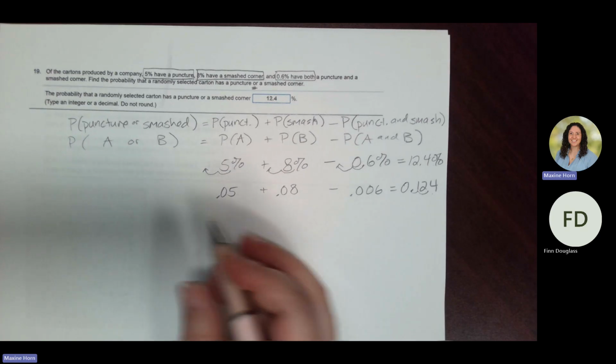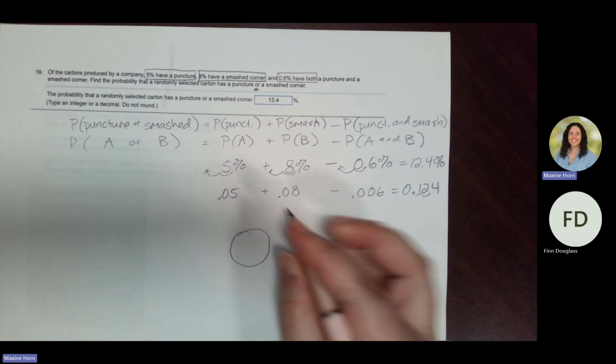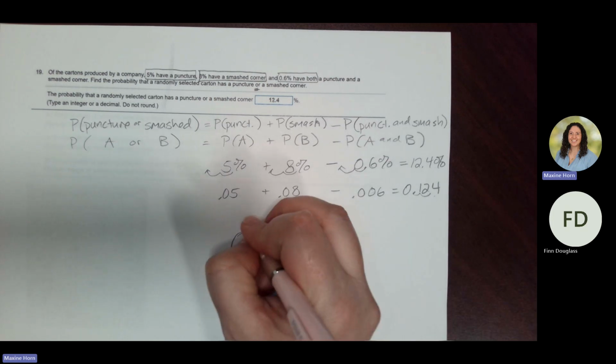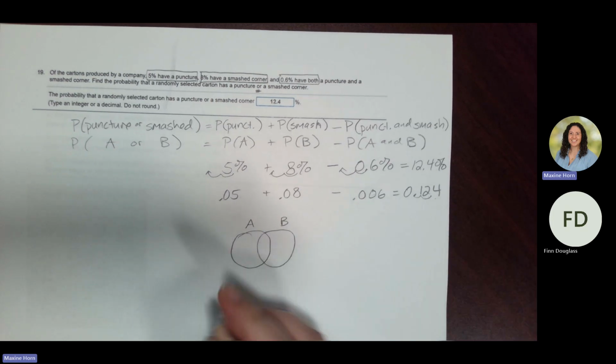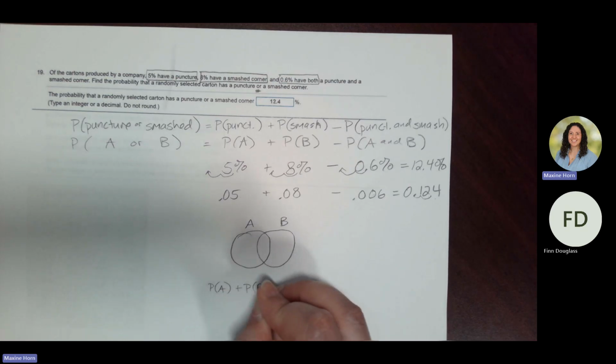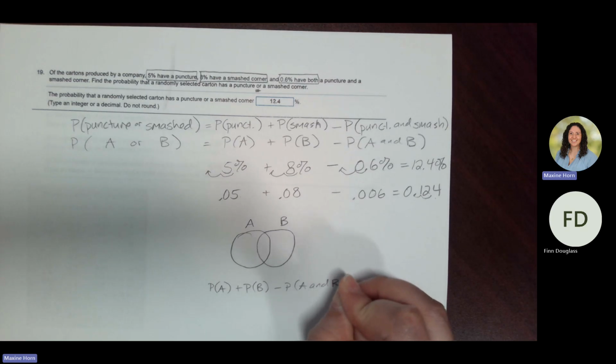All right, and this is just another good illustration of why we're subtracting this: the probability of A plus the probability of B minus the probability of A and B.